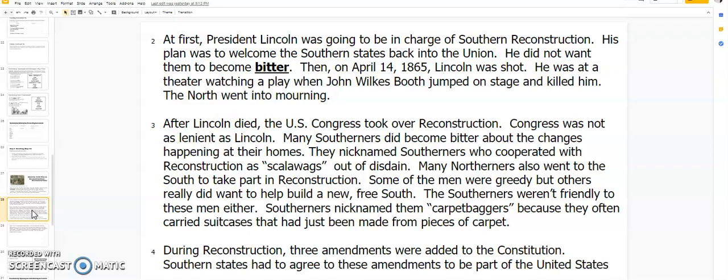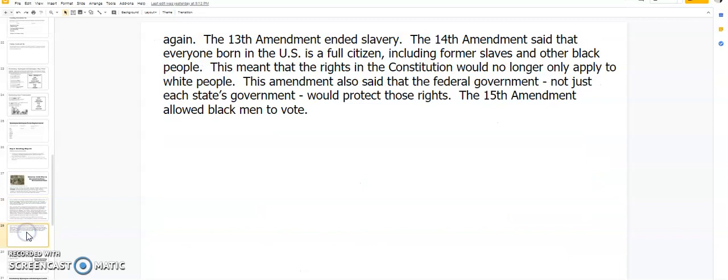During Reconstruction, 3 amendments were added to the Constitution. Southern states had to agree to these amendments to be part of the United States. Again, the 13th Amendment ended slavery. The 14th Amendment said that everyone born in the U.S. is a full citizen, including former slaves and other black people. This meant that the rights in the Constitution would no longer only apply to white people. This amendment also said that the federal government, not just each state's government, would protect those rights. The 15th Amendment allowed black men to vote.